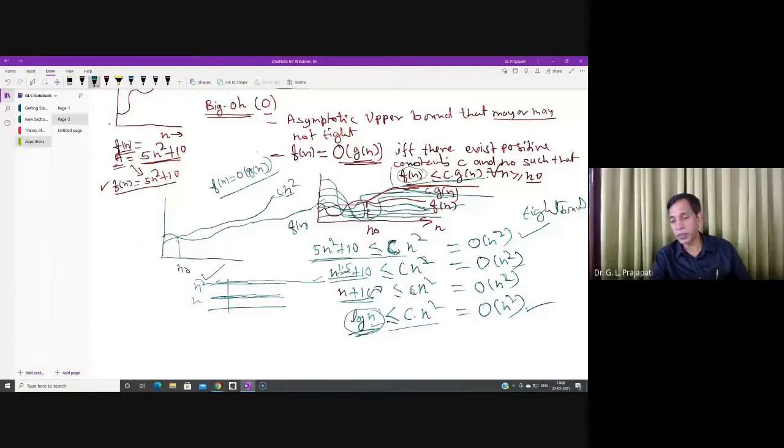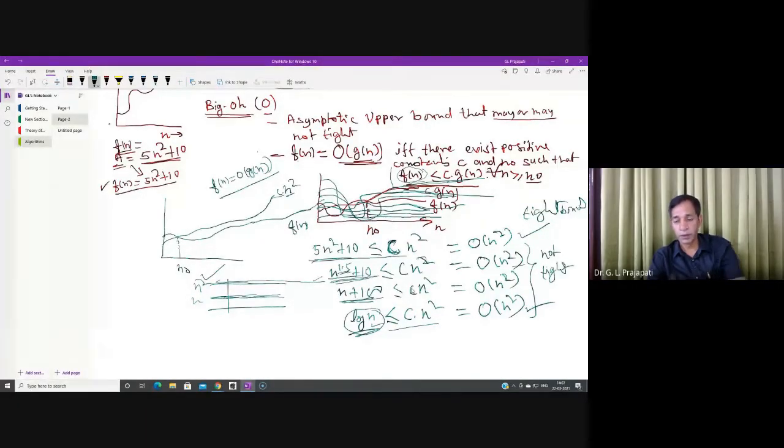c into n square. With this definition, because you know that this is the definition for f of n being big O of n square, you just say that this is big O of n square, and these bounds are not tight. If the number of operations required by your algorithm is this, and you say it is big O of n square, then this is not tight. If the number of operations required by some algorithm is n plus 100, and you say it is big O of n square, this is not tight.